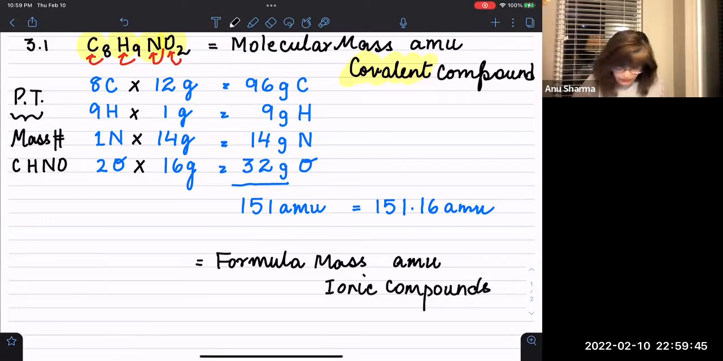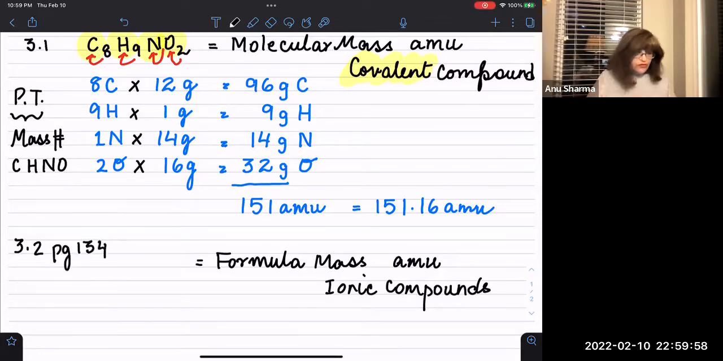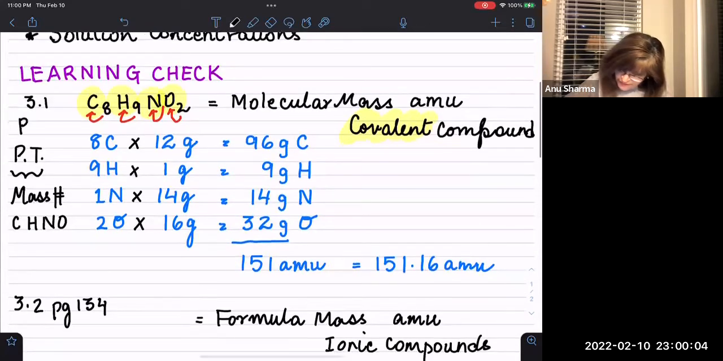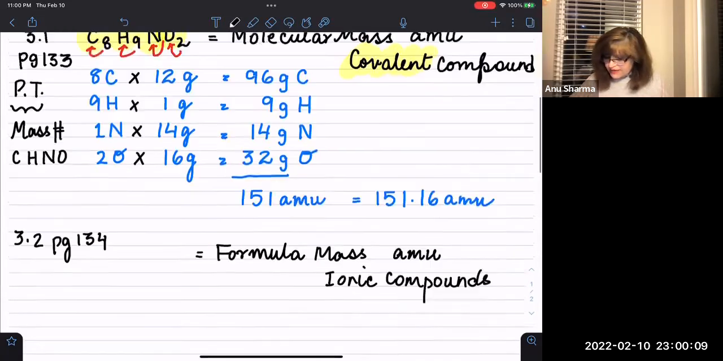So, for example, here is your problem 3.2, learning check. This is on page 134. The initial one was on page 133. And this is 134.